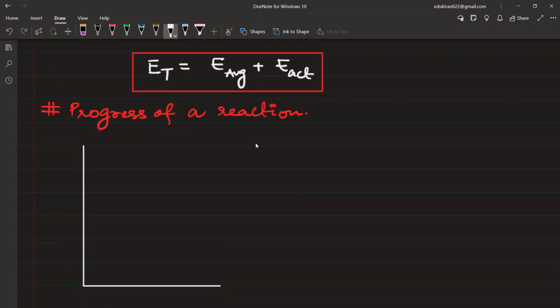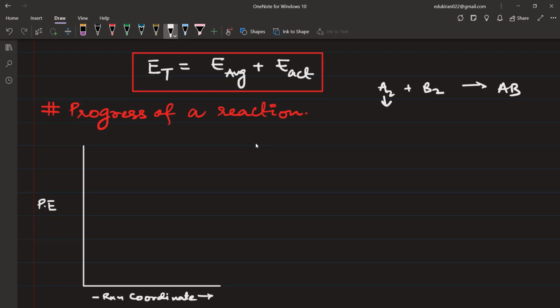Now, let us suppose that this is the potential energy we are graphing on the y-axis. And here we have the reaction coordinate. Now, reaction coordinate can be anything. For example, we can start with bond lengths. Usually these are bond lengths. Suppose you have A and B, right? For example, you have A2 plus B2, which is going to give you AB.